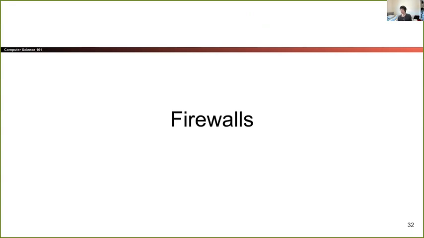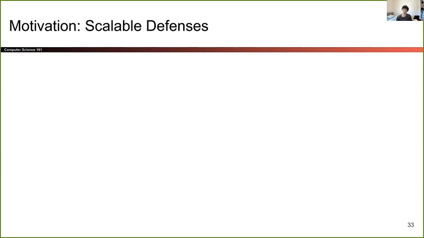All right, so that was DOS attacks. We've talked a little bit about how we both execute and defend against DOS attacks. Now we're going to dig into something we touched on briefly, but we wanted to cover in a little bit more depth, firewalls. So let's talk about the motivation for firewalls first of all.